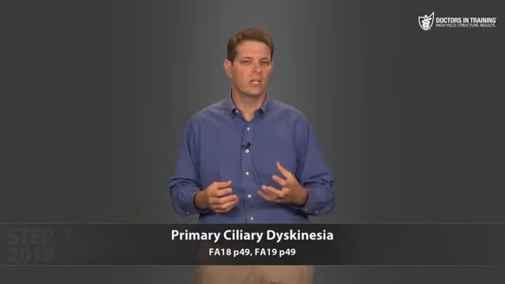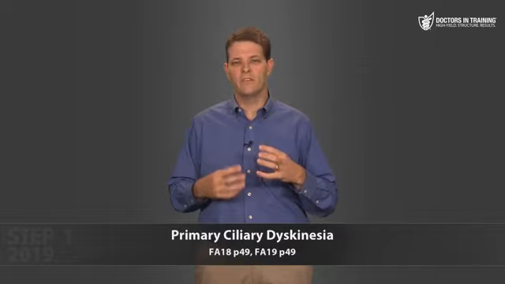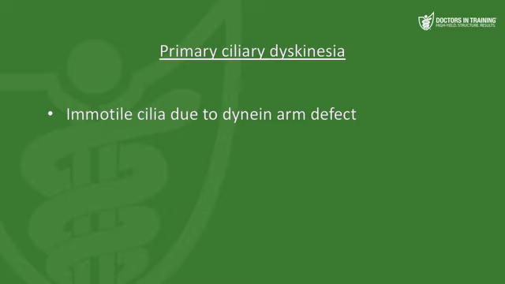Well, there's a condition called primary ciliary dyskinesia, where the dynein doesn't work, and that leads to a lack of movement of the cilia in the respiratory tree, and in the sinuses, and in the fallopian tube, and even in the flagellum of the sperm. So in primary ciliary dyskinesia, there are immotile cilia due to a defect in the dynein arms. If the dynein can't walk like it's supposed to, you're not going to have movement of the cilia.